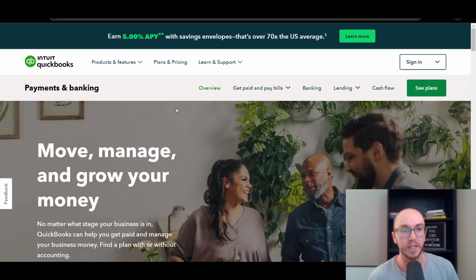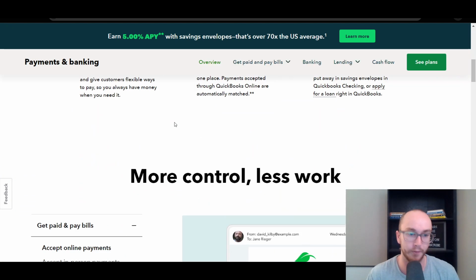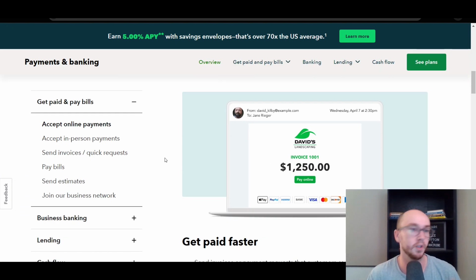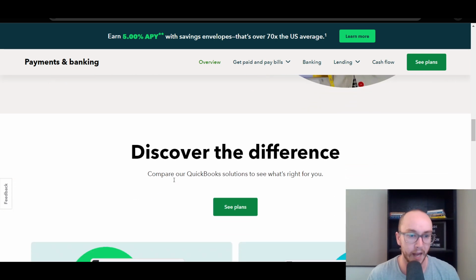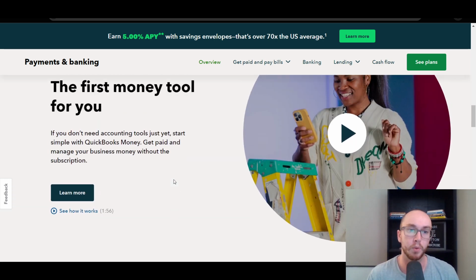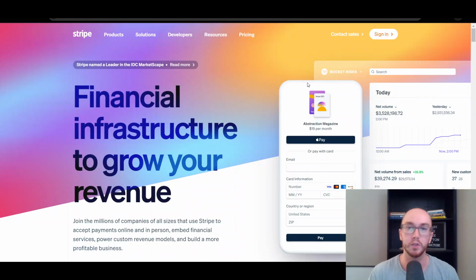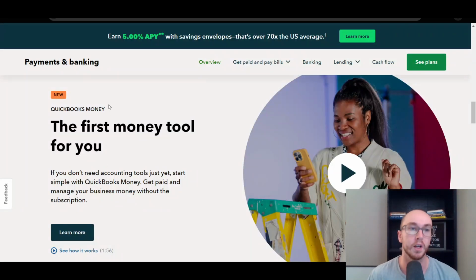Now, QuickBooks Money is by default a free platform, and it allows you to get paid and pay bills. And through this QuickBooks Money platform, you're able to actually process payments as well, similar to what you would be doing maybe in Stripe. So the QuickBooks Money is a newer offering, as you can see here, but you don't actually need a QuickBooks subscription to get started with QuickBooks Money in order to process payments. Although, do keep in mind that if you had a QuickBooks subscription for their accounting and bookkeeping software, this would also be included in that as well.